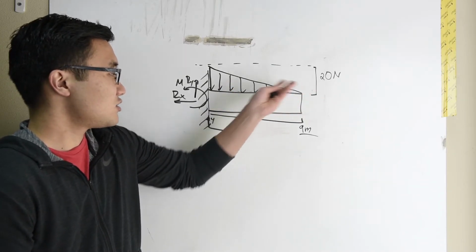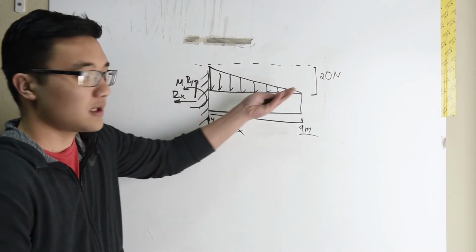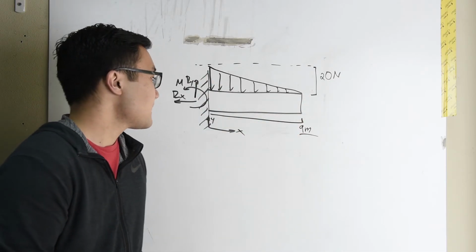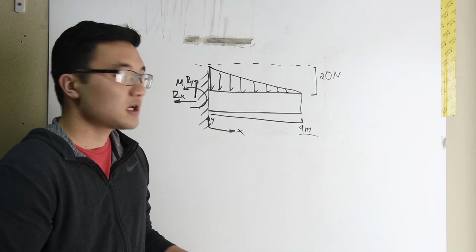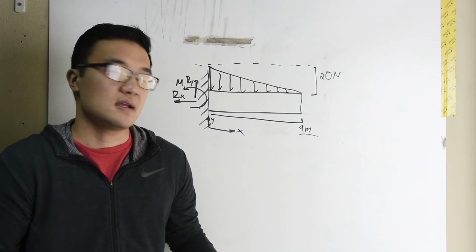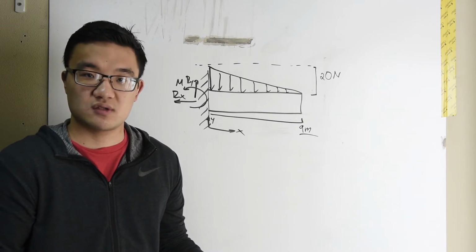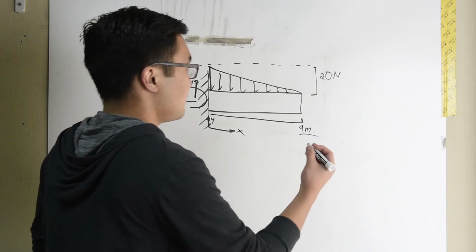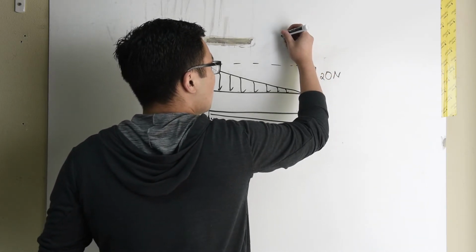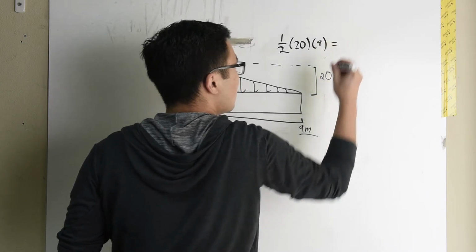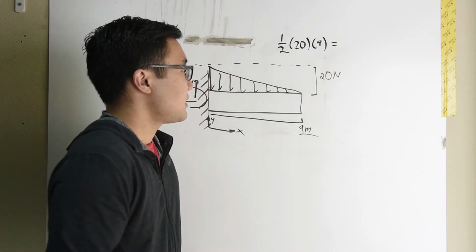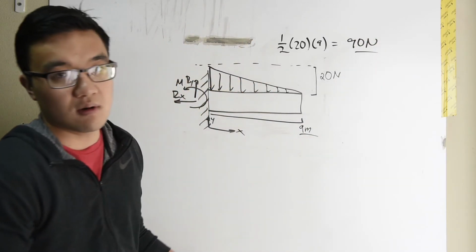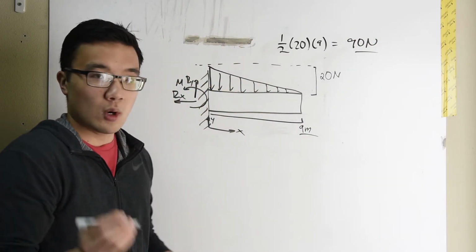So here we go. We have a triangular load. The max is at the wall at 20 newtons, and it decays to 0 at the tip at 9 meters. And I want to go ahead and figure out what the point force load is. And that's quite simple. You guys all know the equation for a triangle, 1/2 base times height. So if we apply that real fast, we get a load of 90 newtons equivalent.